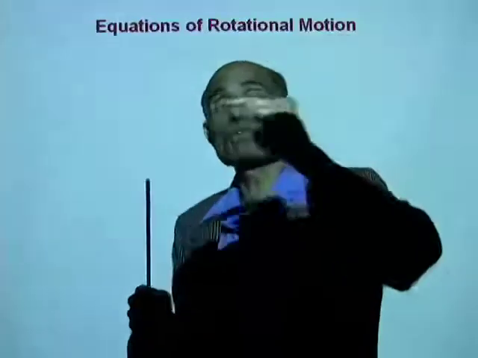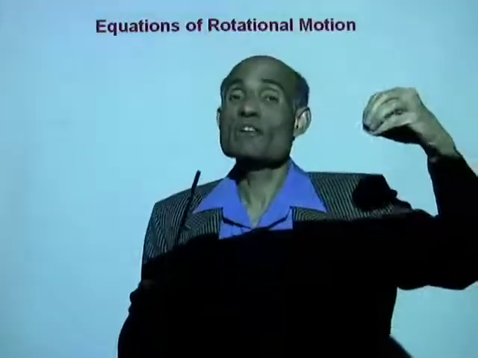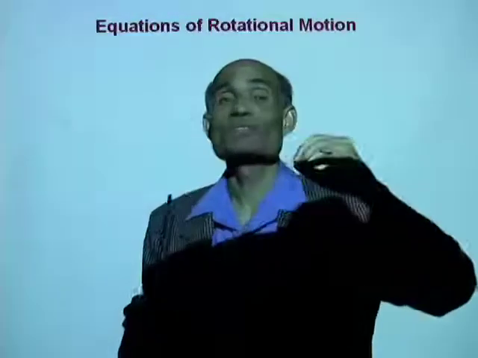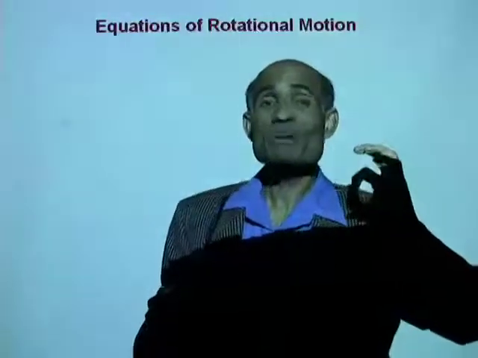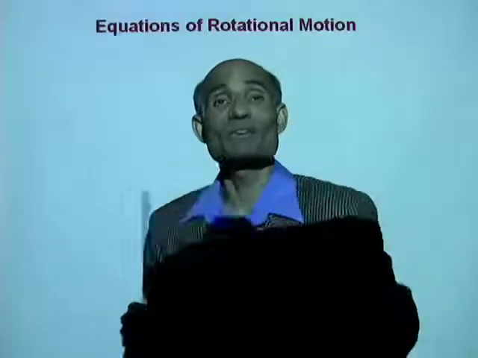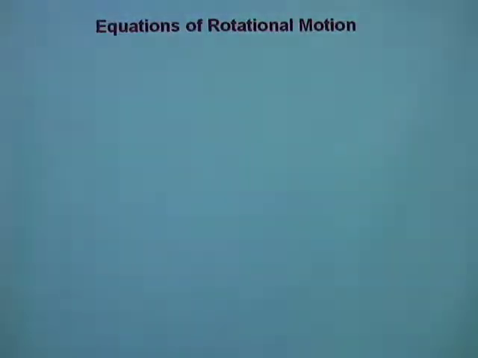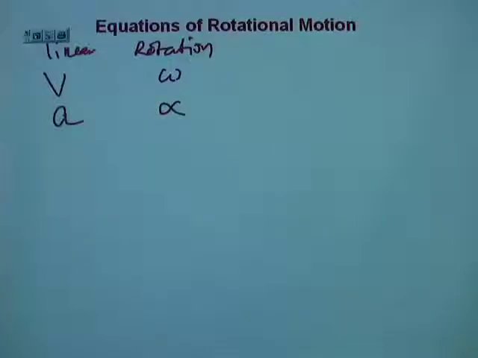You can actually translate those equations for linear motion to describe rotational motion by replacing linear velocity by angular velocity, linear acceleration by angular acceleration, and linear displacement by angular displacement. Now, you can see here, the linear velocity is v, and the rotational velocity is omega. Linear acceleration is a, rotational acceleration is alpha.